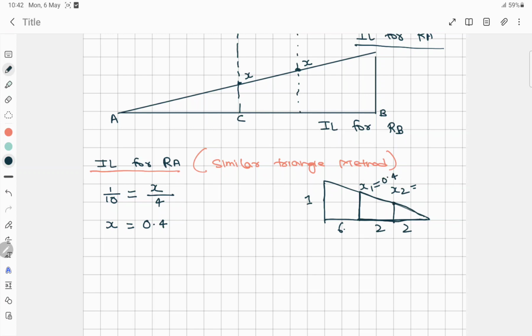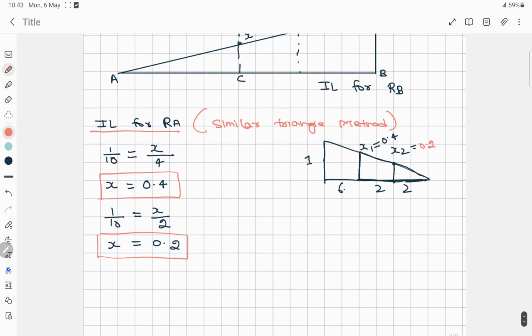Now again we are finding for this value. 1 by 10, the big triangle, is equal to X by this value 2. So here X is equal to 0.2. Now I'll highlight this value and this value. This value is 0.2 and one value is 0.4.